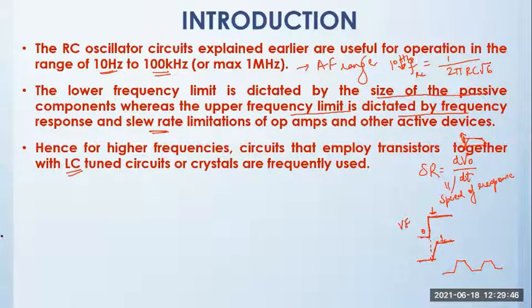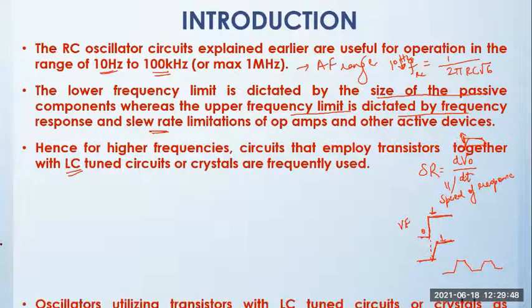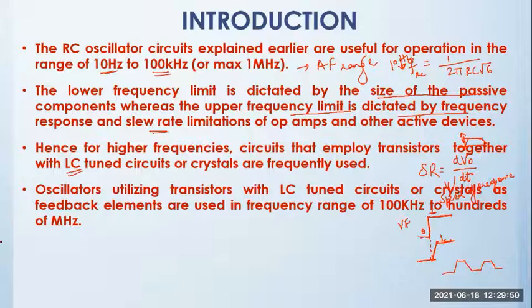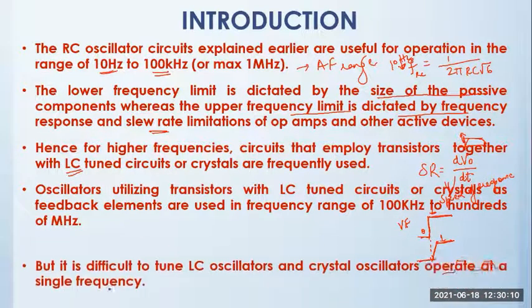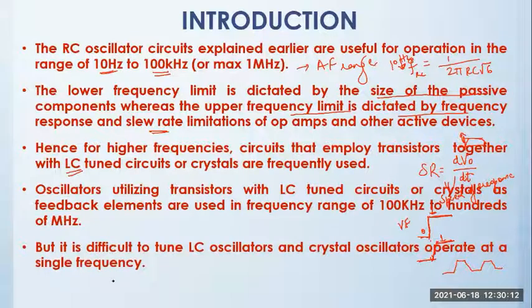LC and crystal oscillators are commonly used. Oscillators using transistors with LC tuned circuits or crystals as feedback elements will help us work in the frequency range from 100 kilohertz up to megahertz. Up to a few hundreds of megahertz we can work. So that's the advantage of LC and crystal.